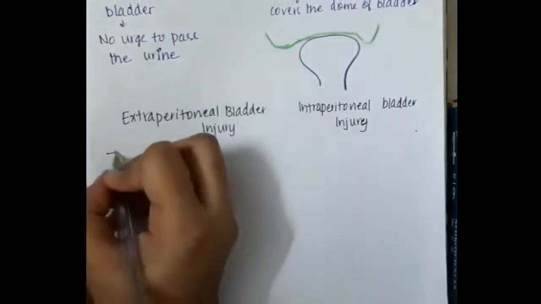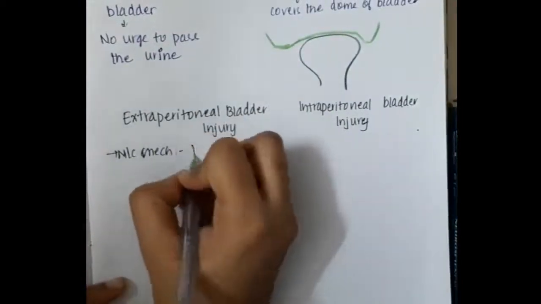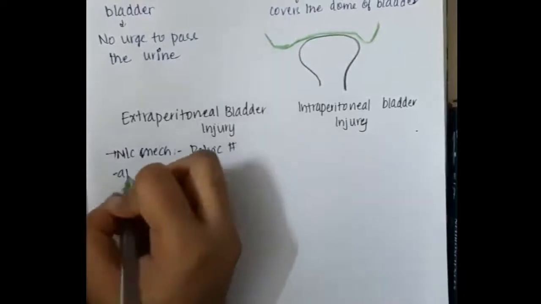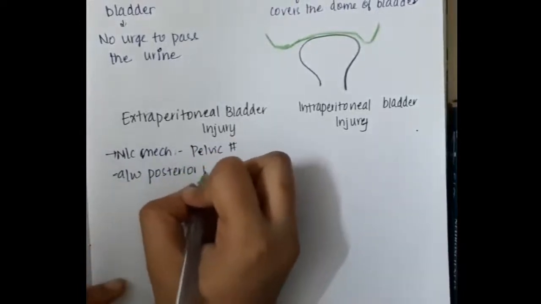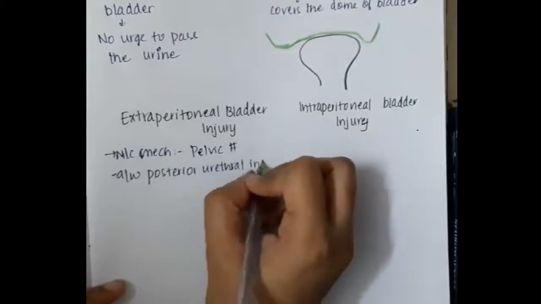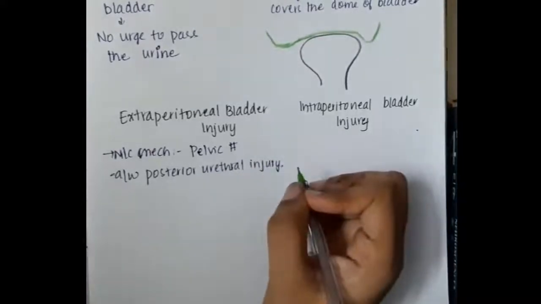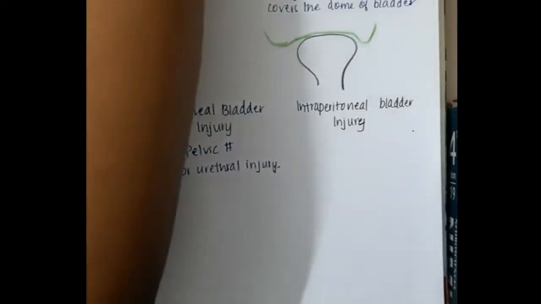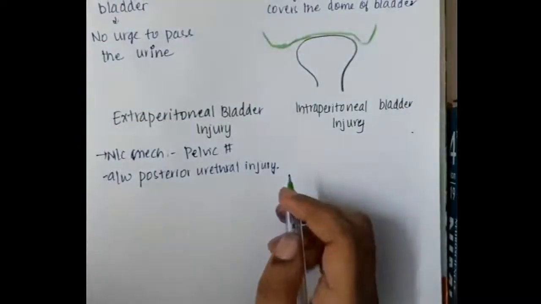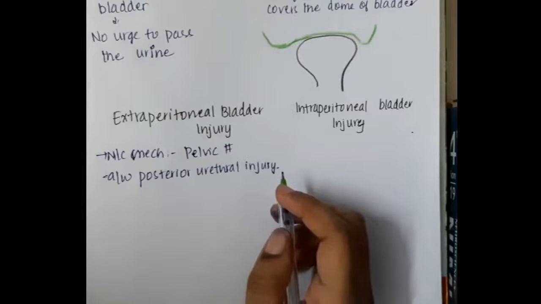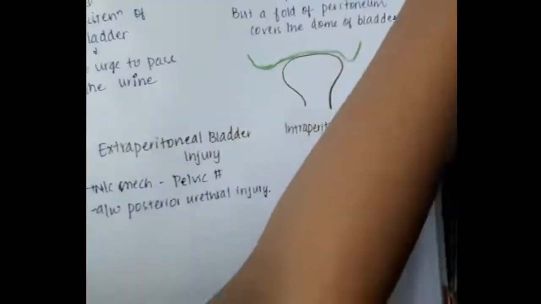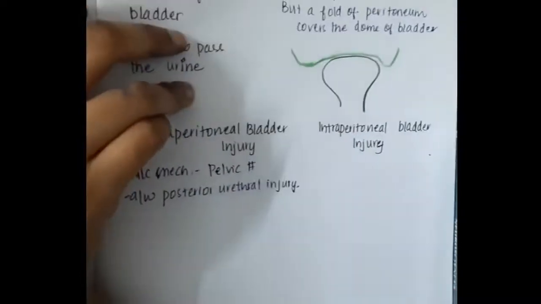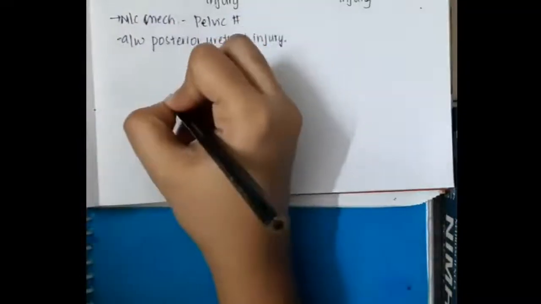First, extraperitoneal bladder injury. The most common mechanism is pelvic fracture. It is associated with posterior urethral injury. Then, most commonly in extraperitoneal bladder injury, we will see the presence of a deep perineal hematoma.